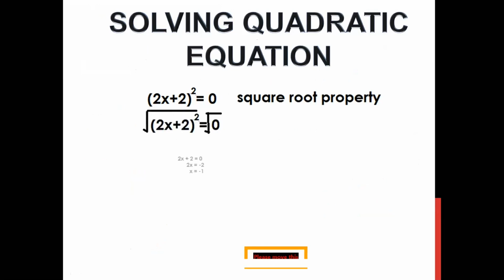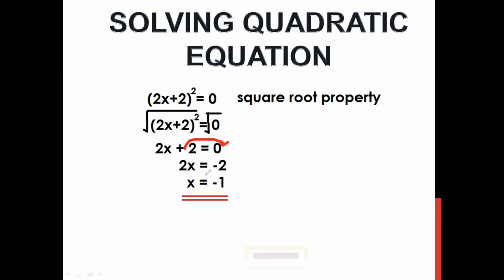So take the square root of both sides. The square root of 0 is also 0. So 2x plus 2 is equal to 0. Then transpose the 2 to the other side, so we get negative 2. Then divide both sides by 2. We get negative 1.